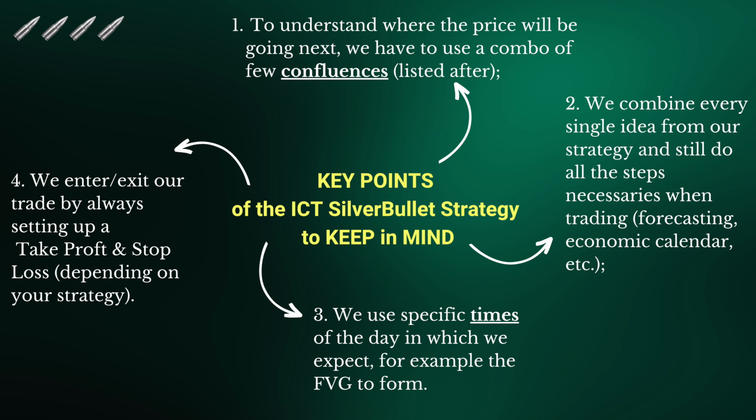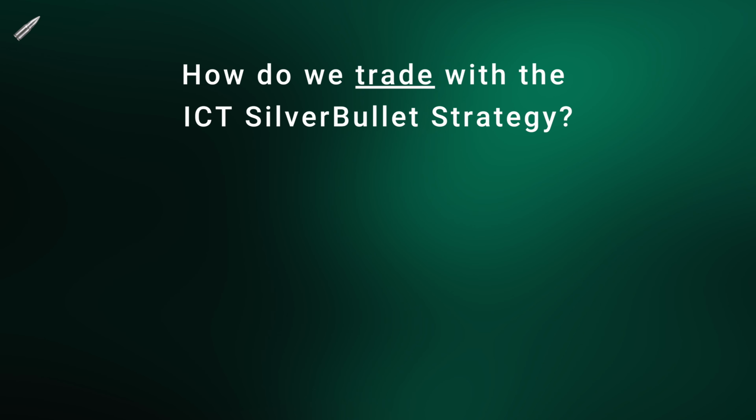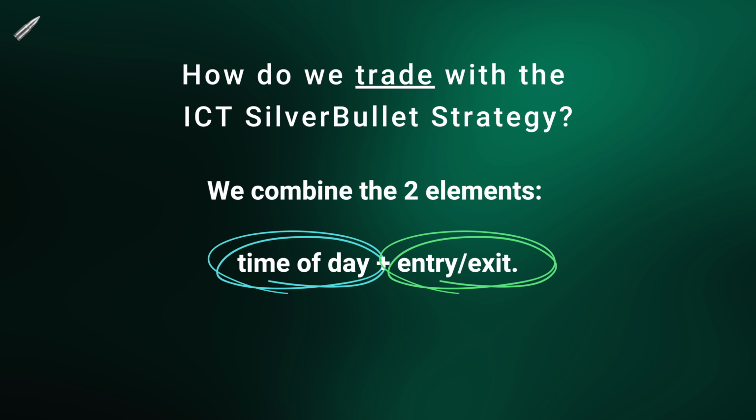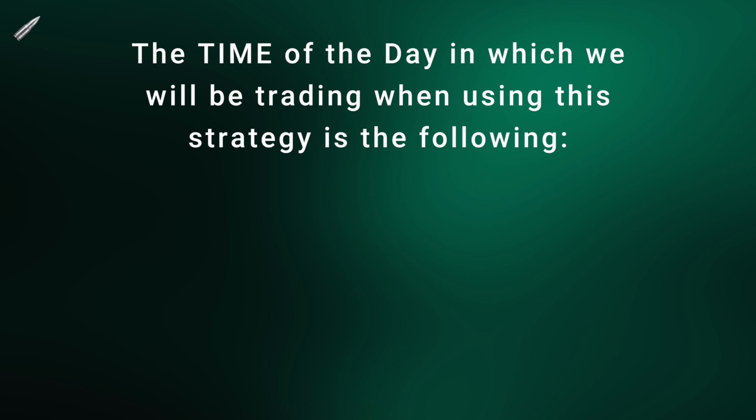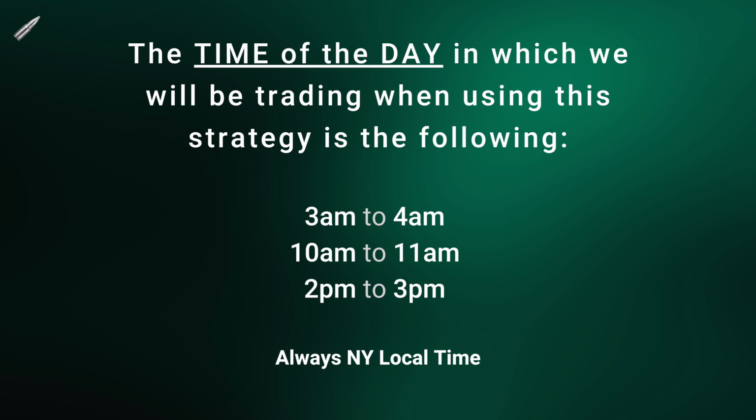Now, let's get to the juicy part. How do we actually trade with the ICT Silverbullet strategy? Well, we will combine 2 elements as always, and as we said before: the time of the day, and the entry and the exit of the trades. So for the time of the day, we're going to be checking the following: from 3 a.m. to 4 a.m., from 10 a.m. to 11 a.m., from 2 p.m. to 3 p.m., always New York local time.